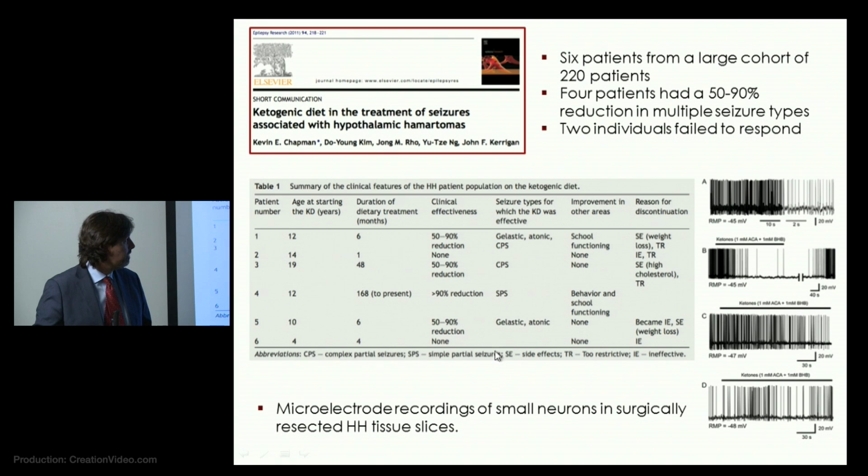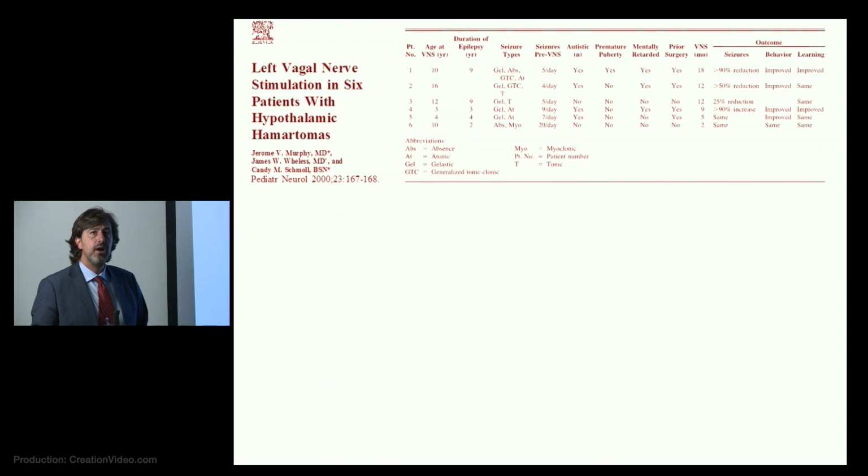Again, there is this nice paper on 6 patients treated with a ketogenic diet, and you can see here that 4 of the patients had a quite good reduction, from 50 to 90%, of seizures. And it's nice to see that in this paper, the authors also looked at how the ketone bodies were affecting the firing, and it seems that there was a reduction of the firing in the cells of the patients that were then operated.